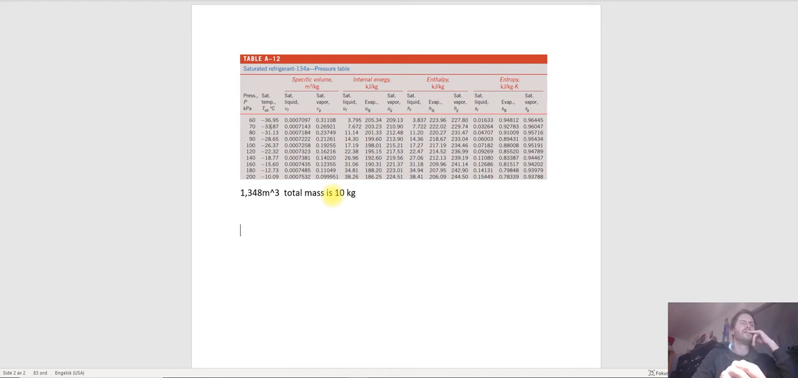Let's look at the specific volume vg. If everything is gas, steam or vapor, how much will it weigh? How much will the weight be? So let's see.